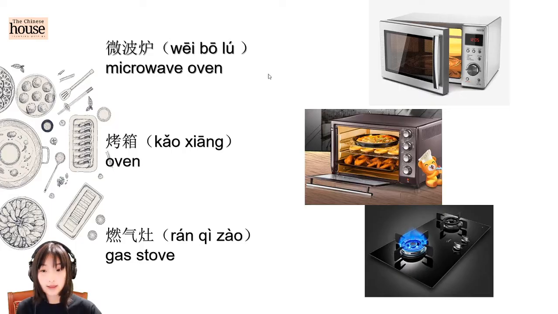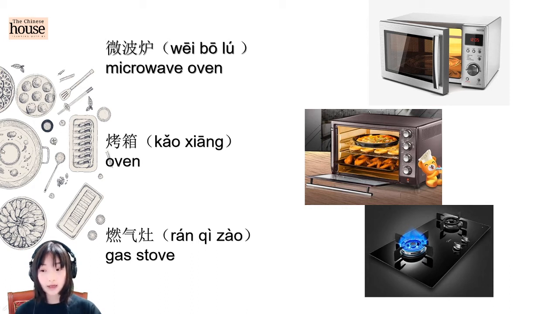And then we have first microwave oven, 微波炉. Wave means micro, 波 wave, oven 炉. So this is just directly translated from English. 微波炉, 微波 both flat tone and 炉 second tone.